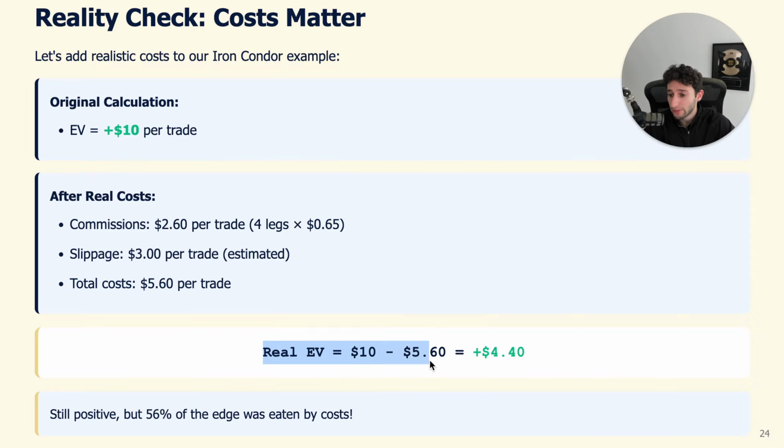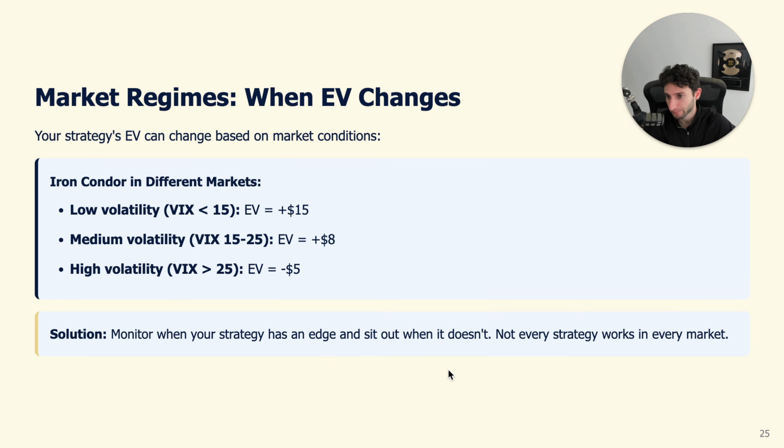Now, in a real EV case, because you're taking your actual EV, or sorry, your one before the fees, and then your real EV, you're looking at $4.40. It's still positive, but again, a lot of the edge was eaten by cost. So you want to make sure you factor all of that in when it comes to your trading and your testing.